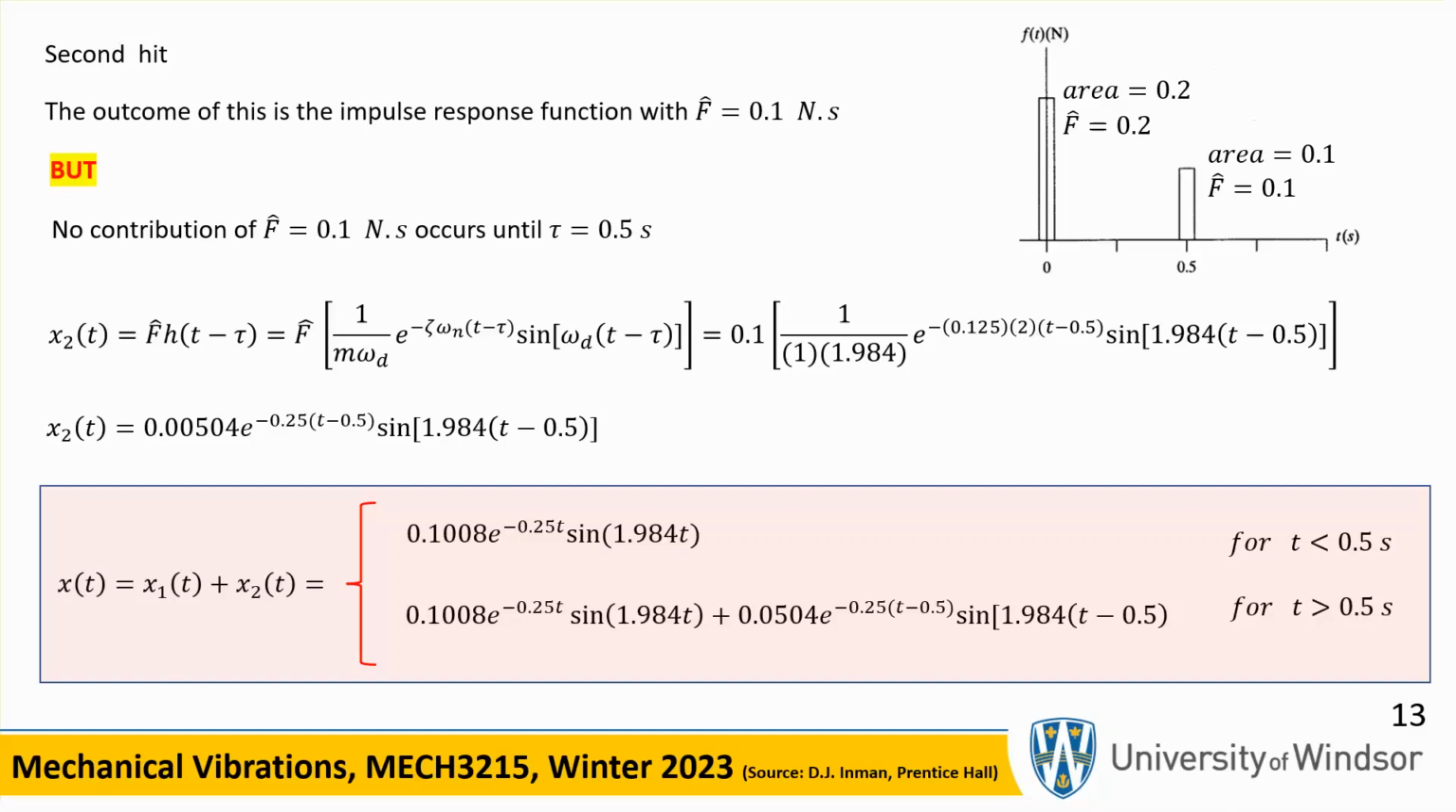The solution is going to be the superposition of the two. But before 0.5 second, the second piece did not even exist. That's why it's only x1. But after you hit it the second time, the first solution is there. You have to add them up. Remember, you have to add x1 and x2. And therefore, you add x1 and x2 to get the response after 0.5 seconds.